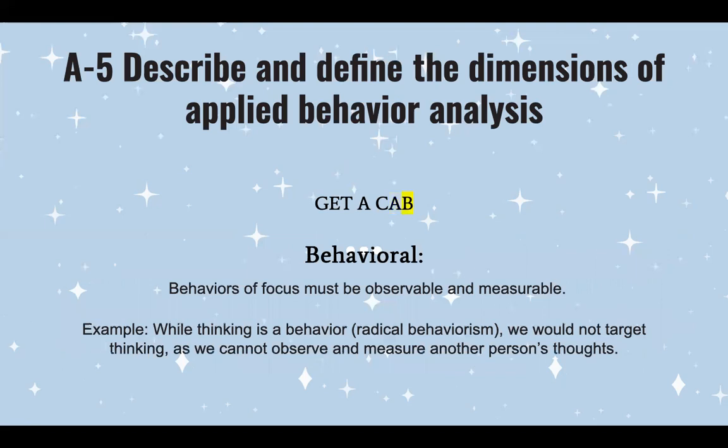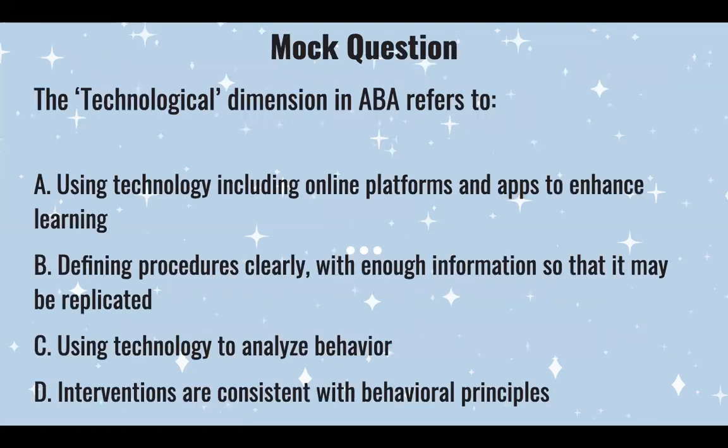And then the last of our 7 dimensions is behavioral. So the behaviors we're targeting must be observable and measurable. Of course we know based on radical behaviorism, thinking is a behavior, but we're not going to target a covert behavior. We're not going to target thinking, as we cannot observe and measure another person's thoughts. So we would want to make sure that all behaviors that we are targeting can be observed and measured. So that's all 7 dimensions.